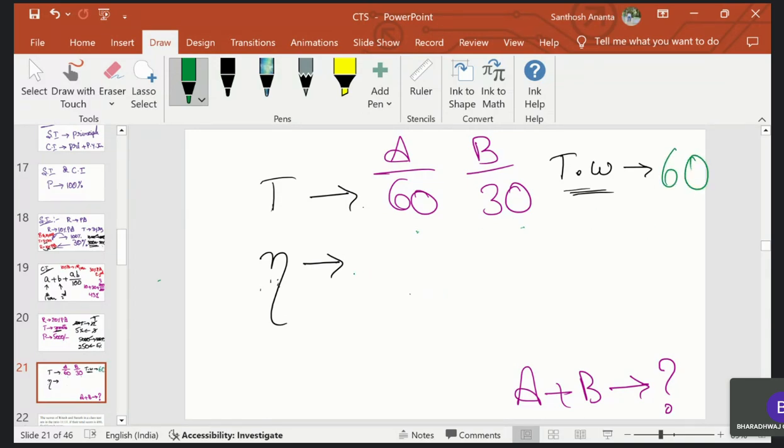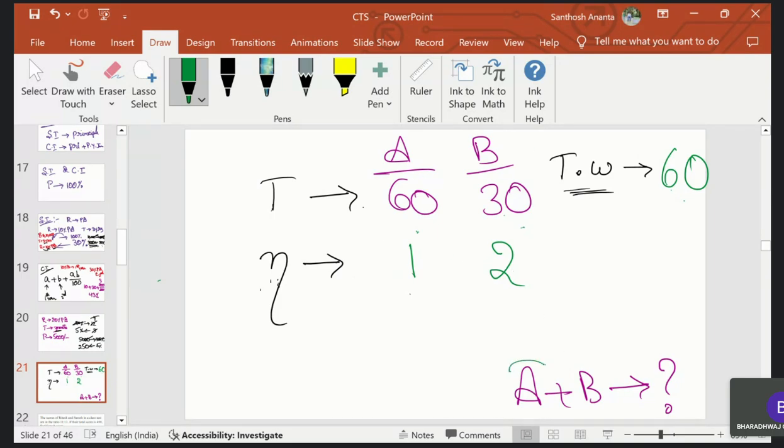Next step is efficiency. How do we find efficiency? Time multiplied by efficiency should give the total work. 60 into 1 is 60, 30 into 2 is 60. Now A's one day work is only 1 pen, B's one day work is 2 pens.